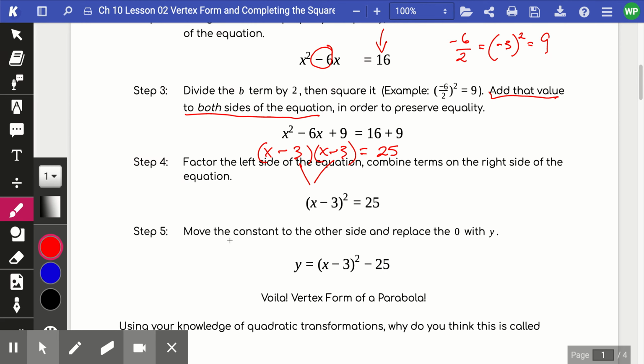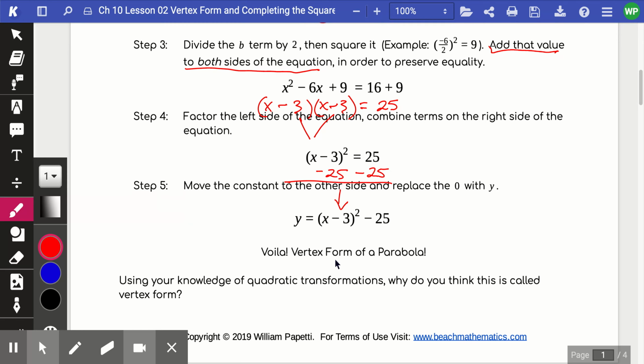The last step is going to be to move that constant back to the same side of the equation as the x minus 3 squared and replace the 0 with y. So let's move this 25 by subtracting it over to the other side, and you're left with this equation right here. Now, it says, voila, vertex form of a parabola.